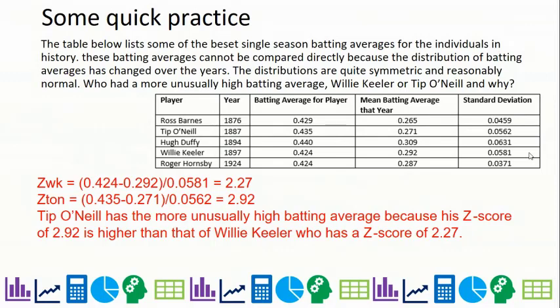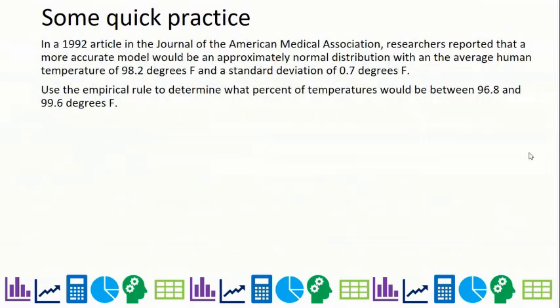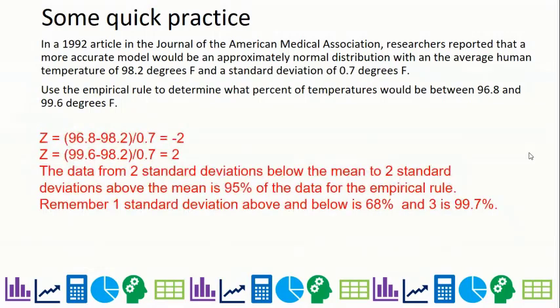No problem. Okay, using the empirical rule to determine what percent of temperature. So this is actual data. The average human temperature is approximately normal with an average of 98.2 degrees and a standard deviation of 0.7 degrees. What would be the percent of temperatures we expect between 96.8 and 99.6? If you happen to get beautiful Z-scores like -2 and 2, and it says use the empirical rule, that answer's really quick, isn't it? -2 to 2 is what? 95%. All right.